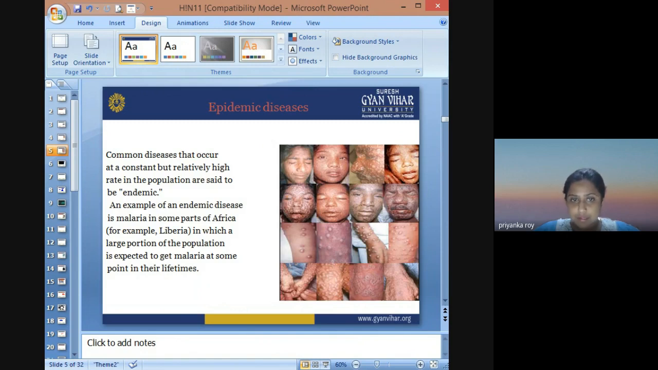It is a set population being affected. An example of an endemic disease is malaria in some parts of Africa. A certain type of malaria is very common in Africa, in which a large portion of the population is expected to get malaria at some point in their life. Similar things also happen in India. There are certain places which are more prone to malaria and dengue, and can get affected.